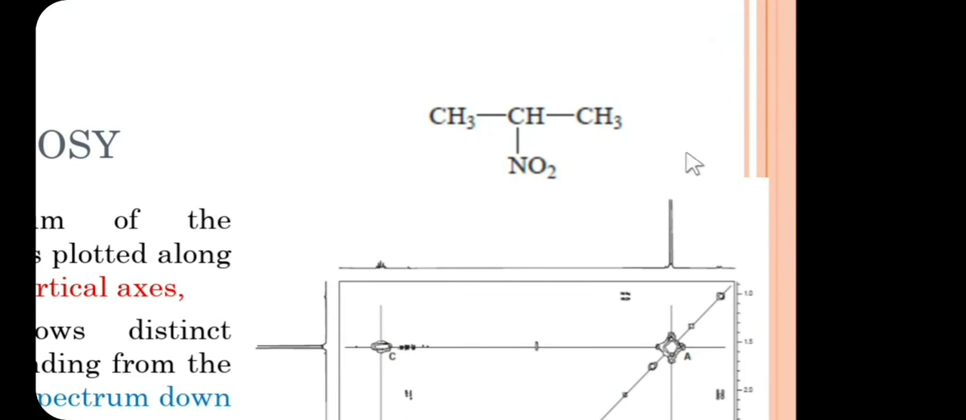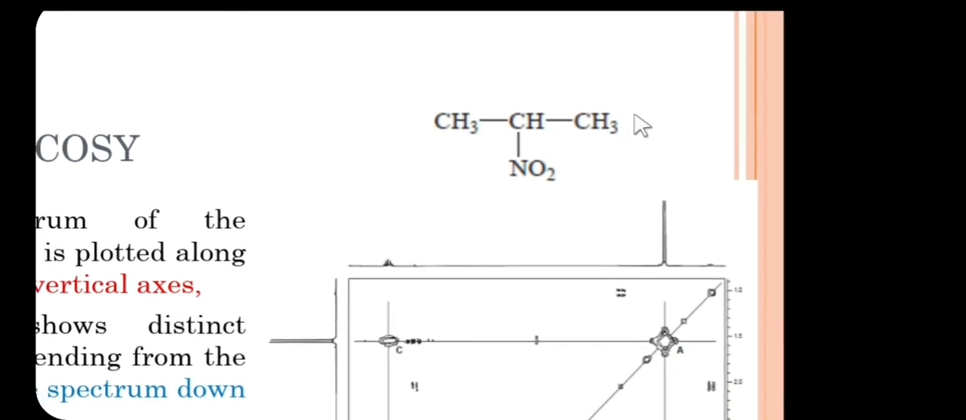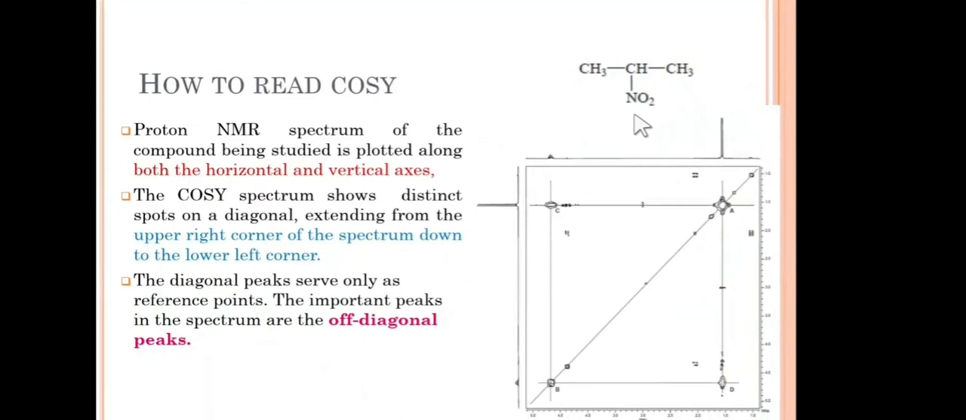Okay, this is a doublet of 6H. And how about this CH? It has 6 protons on the neighboring carbon, so this will show us a multiplet, or simply I will say a quartet. It will show around 4.0 because it is directly attached to the nitro group. So we have these two peaks.